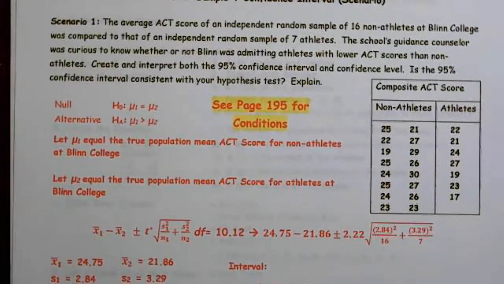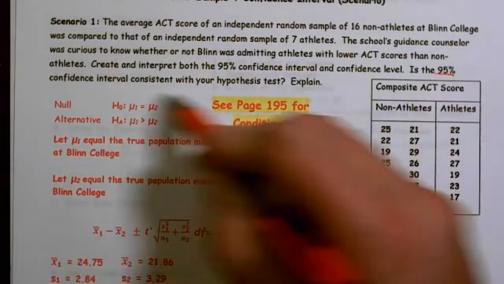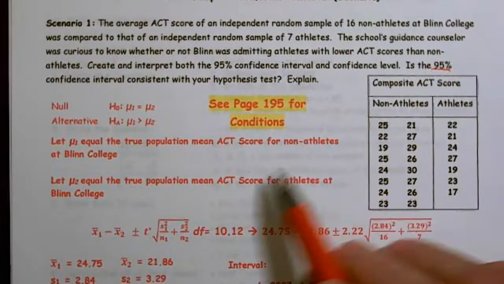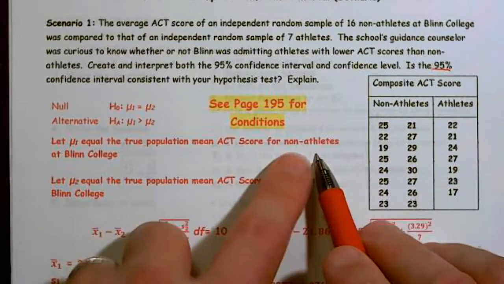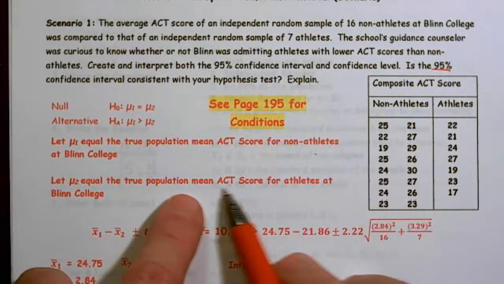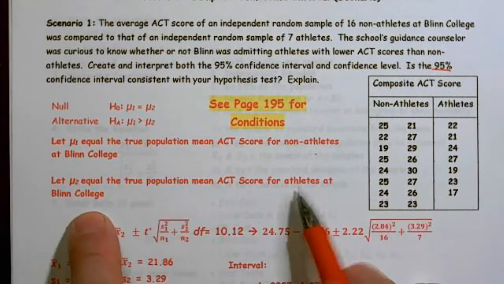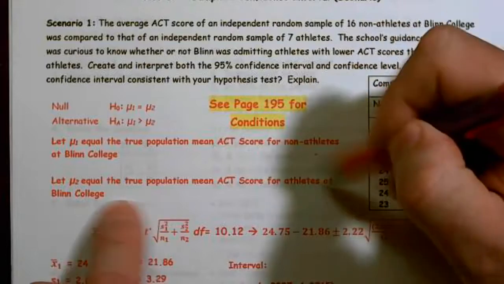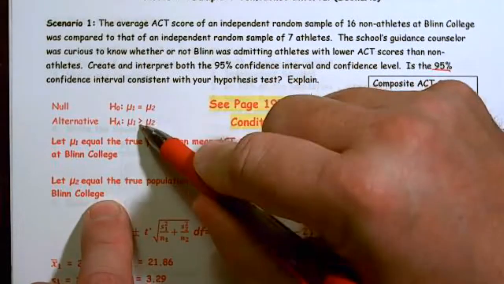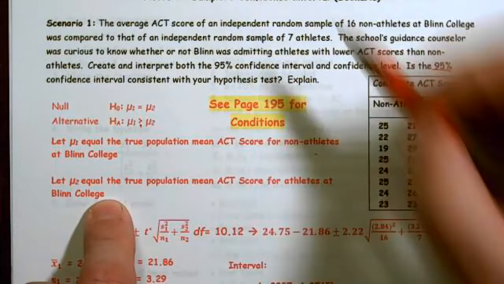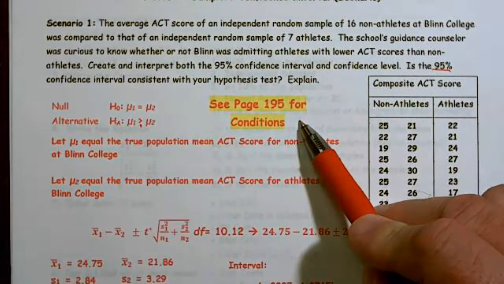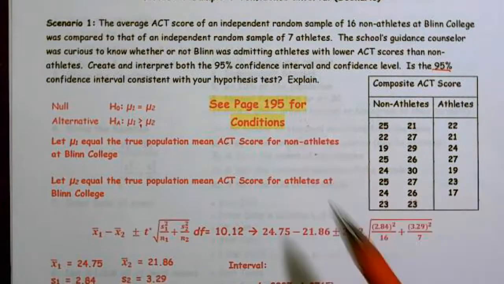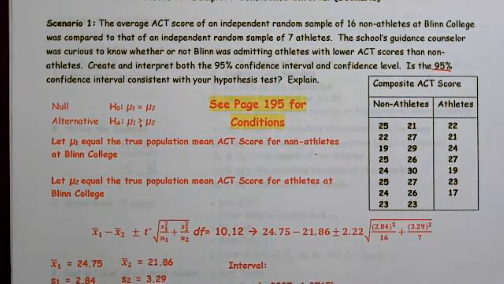First off, I'm not going to reread this because it's the same thing, but they're asking us to do a 95% confidence interval. So mu1 equals the true population mean ACT scores for non-athletes. mu2 equals the true population mean ACT scores for athletes at Blinn College. We don't have to write the null and the alternative, but sometimes it's helpful, so I did. I'm not going to restate the conditions. We did that on page 195, so make sure you are on the previous part of this video, so I'm not going to redo that.